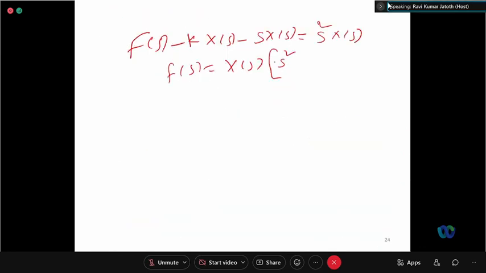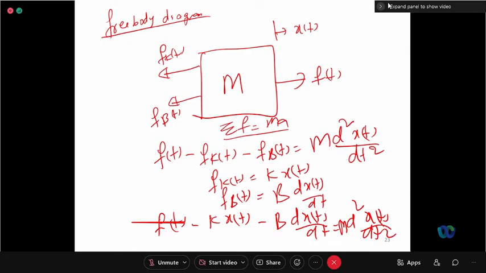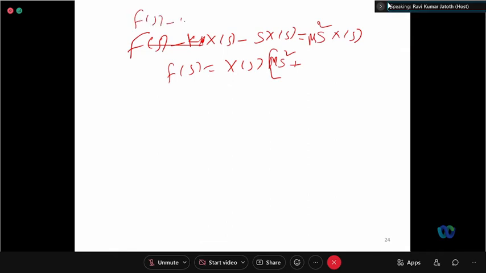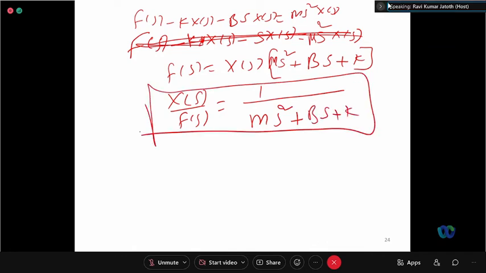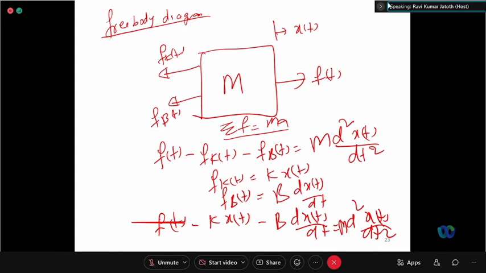So this is equal to m s square plus b s plus k. Correct. F of s minus k x of s minus b s x of s is equal to m s square x of s. Actually, this is the equation. So m s square plus b s plus k, so x of s by f of s is equal to 1 by m s square plus b s plus k. Is it all right now? So this is the transfer function governed by this particular mechanical system.